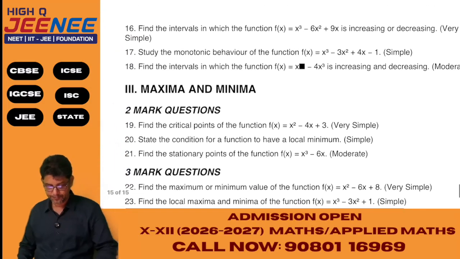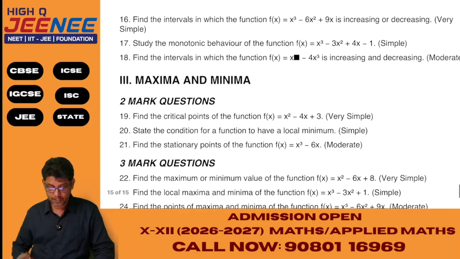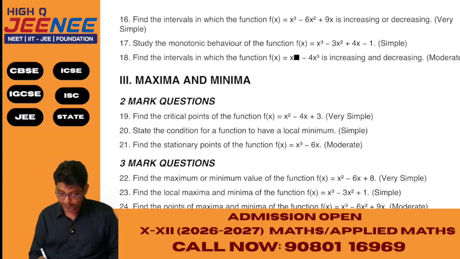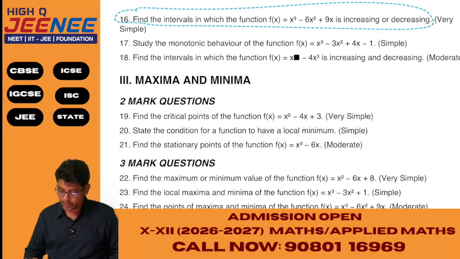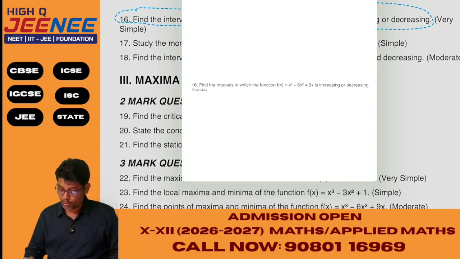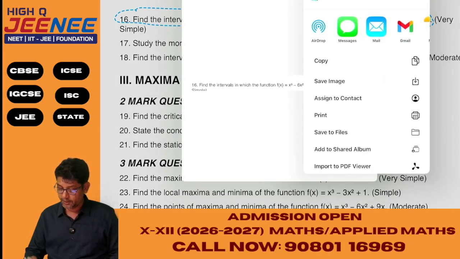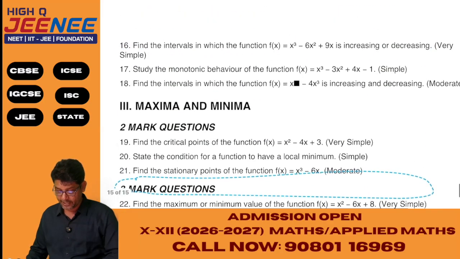Okay, here. Now, find the intervals in which f of x is x cube minus 6x square plus 9x is increasing or decreasing. Can we do it, my dear? Let us do it together, all of you, please. Don't do it orally. Please write each and every step.